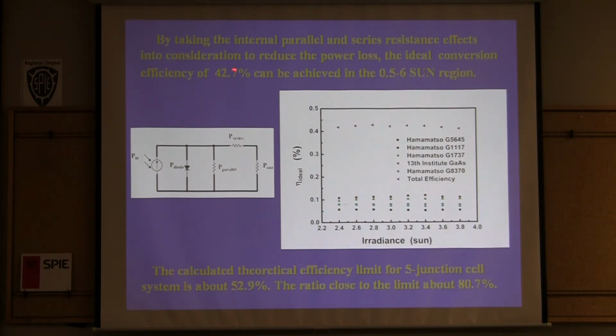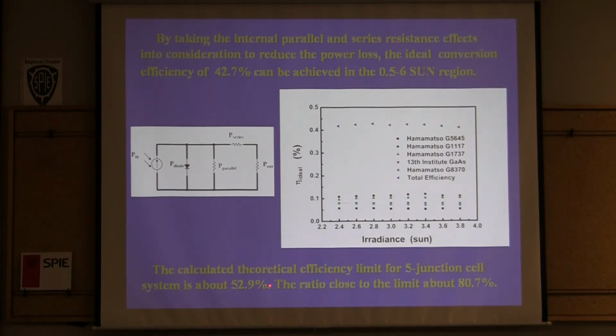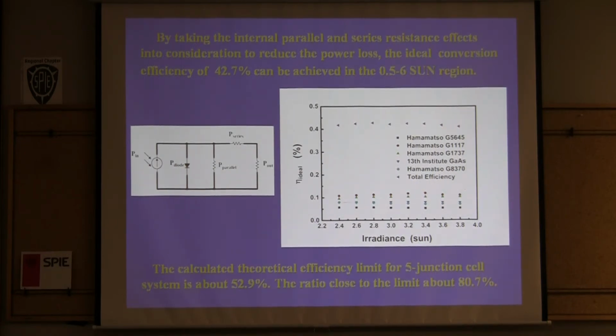So if this is 0, the system can actually achieve 42.7% conversion efficiency. For the theoretical calculation for 5 junctions, we calculate that a totally ideal system can reach 52.9%. The ratio is close to the limit. If this one is divided by this one, the ratio is about 80%. Yeah, about 80%. But that's a diode not very good, especially for thermal contact.